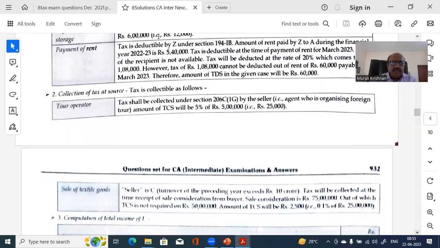Now, TCS related, what do you need to do? Tax will be collected by the seller, that is the agent who is organizing this. TCS will be at 5% on 5 lakhs, that is 25,000. If you remember the base value beyond which it should be deducted, you can write that also. If you don't remember, don't write. Whatever you know, clearly write.